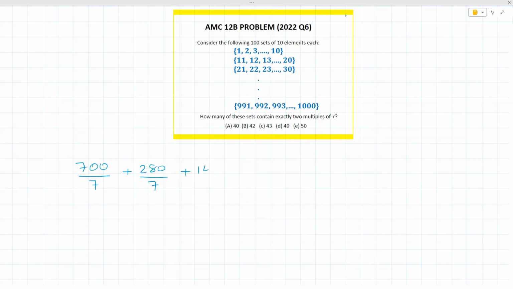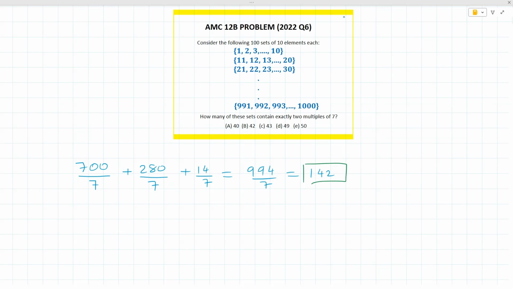And then we can use 14 and say 14 divided by 7. So altogether, if you look at it as a number, this is 994 divided by 7. And if we break this division down, we realize that it's 100 plus 40 plus 2. So we have 142 multiples of 7 which are contained between 1 and 1000. So this is a good first point of information: we have 142 multiples of 7.